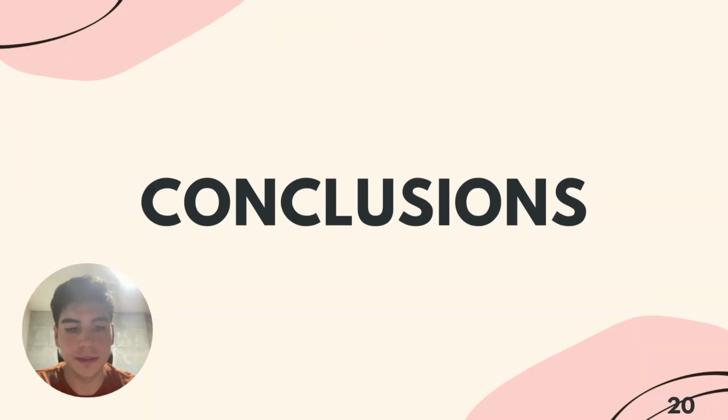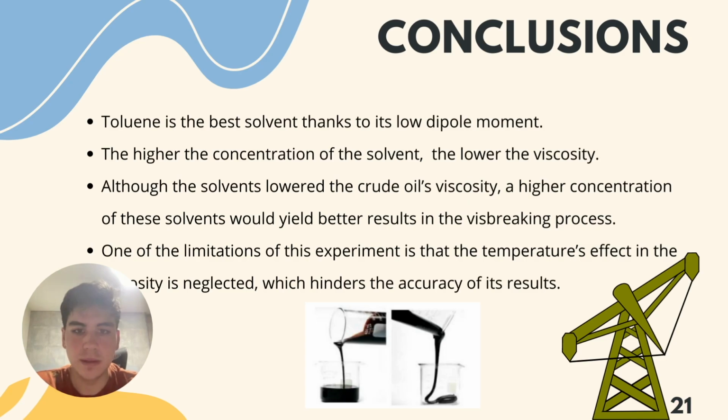And finally, conclusions. Our first conclusion is that toluene is the best solvent thanks to its low dipole moment. Then we have that the higher the concentration of the solvent, the lower the viscosity. This is because there will be more molecules interacting with each other and lowering the viscosity. And although the solvents lowered the crude oil's viscosity, a higher concentration of these solvents would yield better results in the visbreaking process. And finally, one of the limitations of this experiment is that the temperature's effect on the viscosity is neglected, which hinders the accuracy of its results.